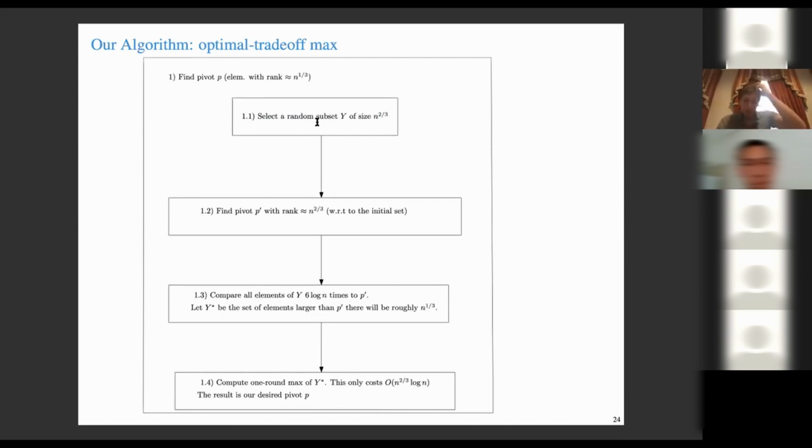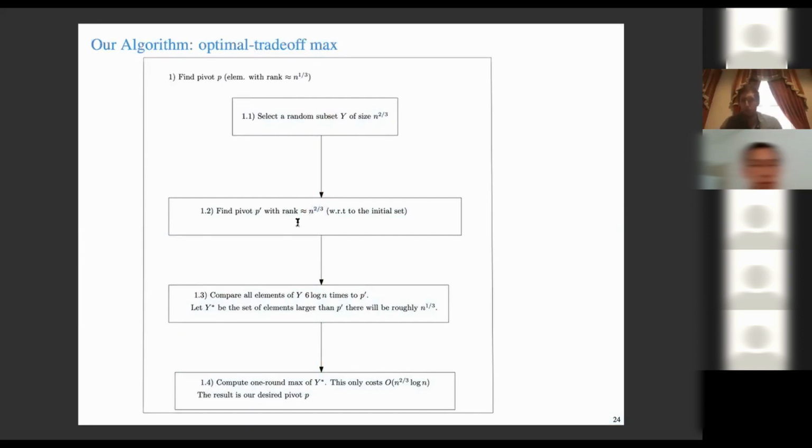Right, so what we're going to do is first select a random set Y of size n to the 2/3. And now we're going to find another pivot, p prime, but this time, instead of a rank of n to the 1/3, it has a rank of n to the 2/3. And I will tell you later how you can find that pivot. So you can think of this entire thing just as a reduction. If you want to find a pivot of rank n to the 1/3, then you can solve this if you can find one of rank n to the 2/3.